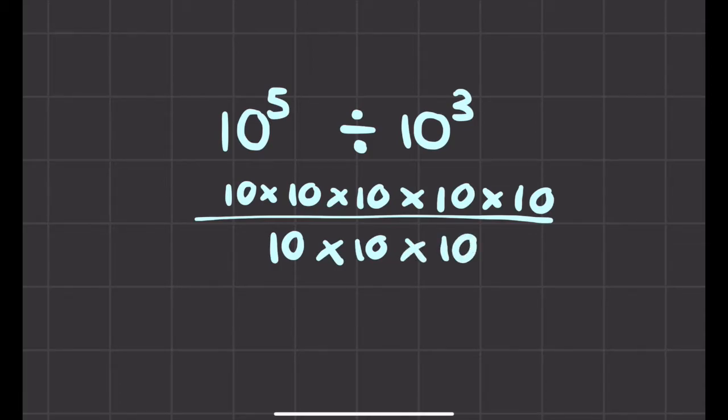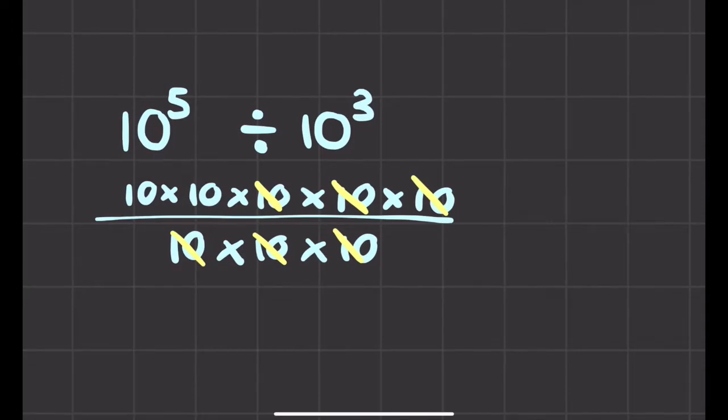And what happens when we do this division? Well, we can simplify this fraction, can't we? So I could divide top and bottom by 10, divide top and bottom by 10, divide top and bottom by 10, and what am I left with? I'm actually left with just this bit here divided by 1, so that's 10 squared.